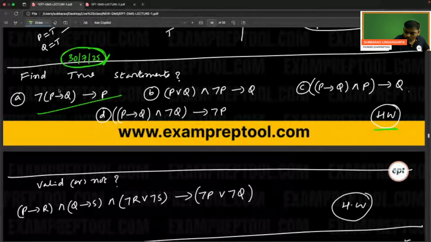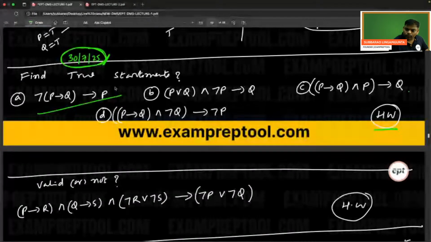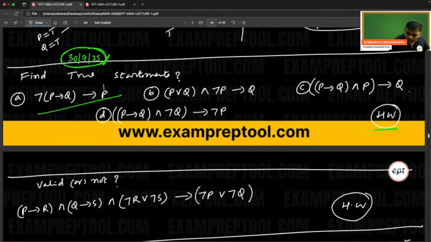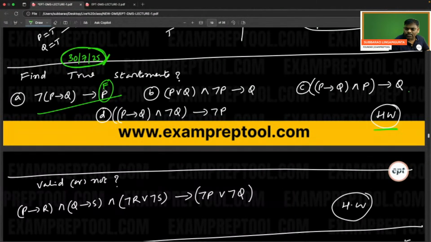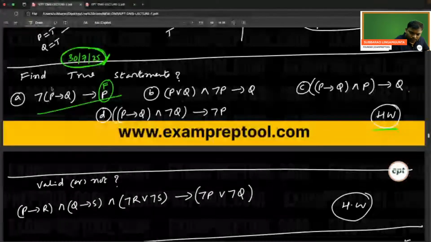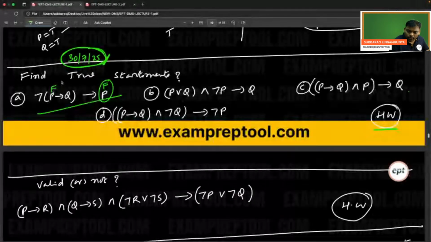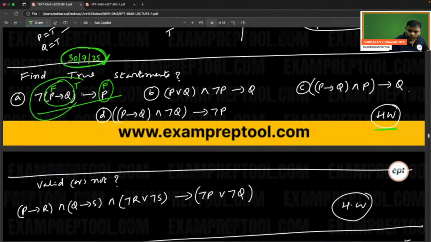Remember, if you assume left true, you have to prove right true. If you assume right false, you have to prove left false. Let's check. If the right is false, meaning P is false, substitute that value on the left side. False followed by anything is true only. Negation true becomes false. So no problem if we assume right false.